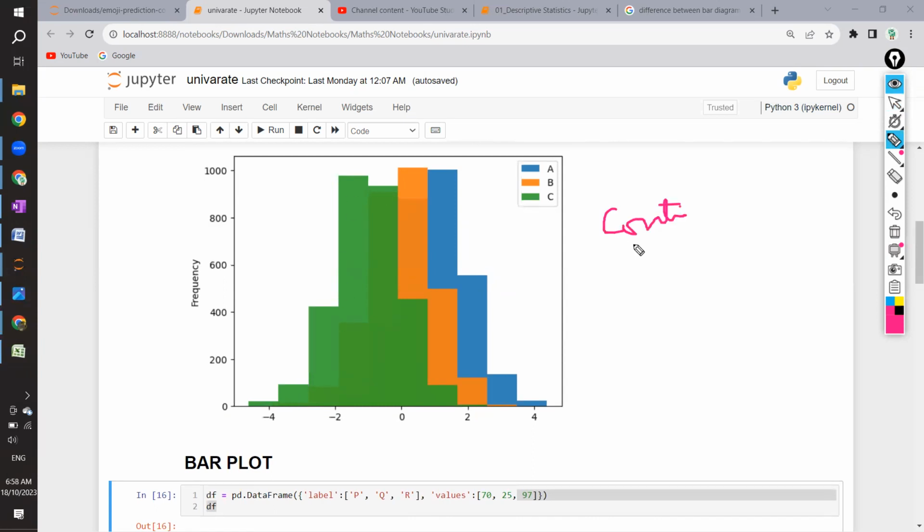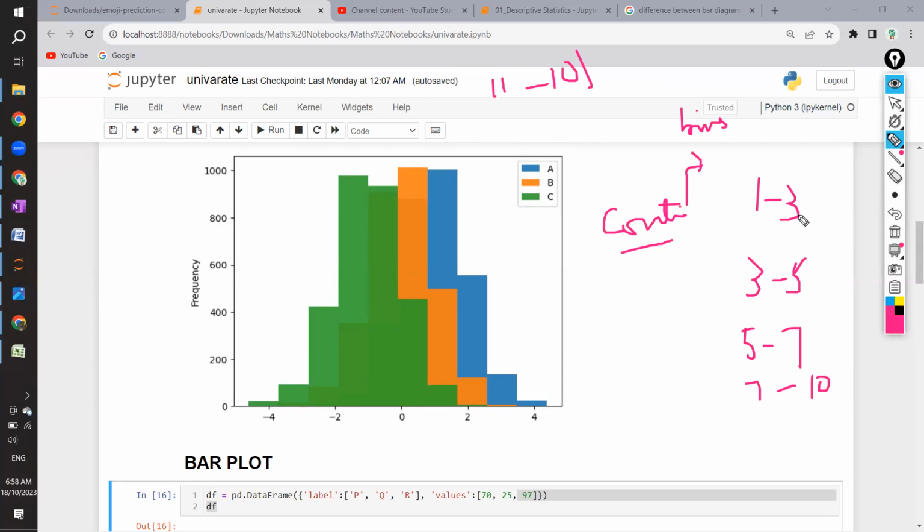Fine, it is drawn for continuous data. And how are we drawing the continuous data? By creating bins. And when you're creating bins, if you take a range of 1 to 10, how will you create bins? You will say from 1 to 3 first bin, from 3 to 5 second bin, from 5 to 7 third bin, from 7 to 10 fourth bin. As you can see, there are no gaps between these bins, right?